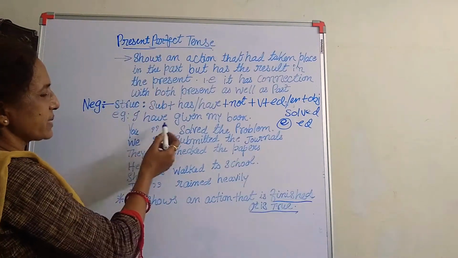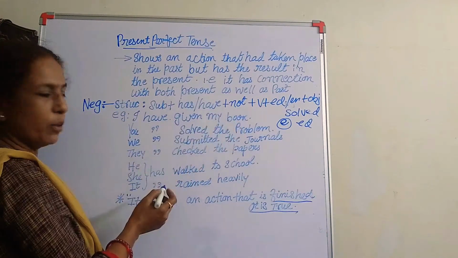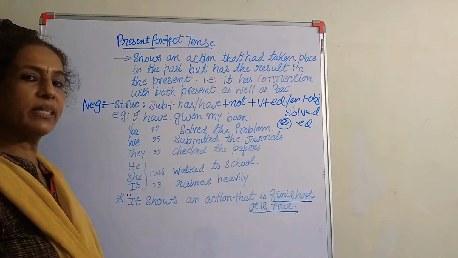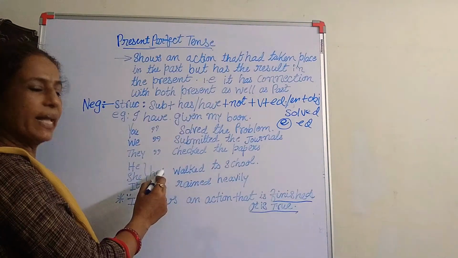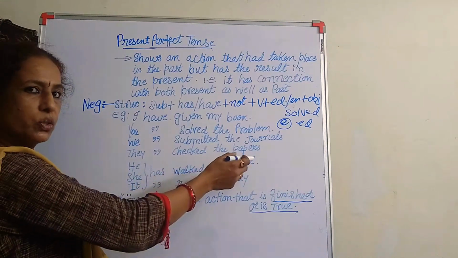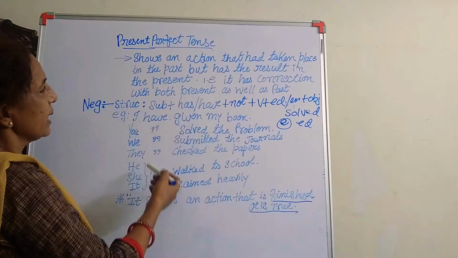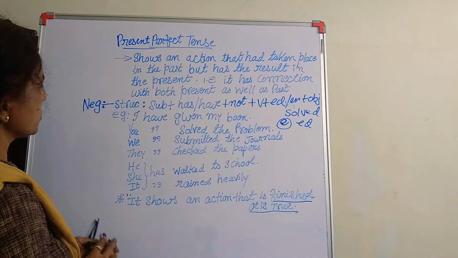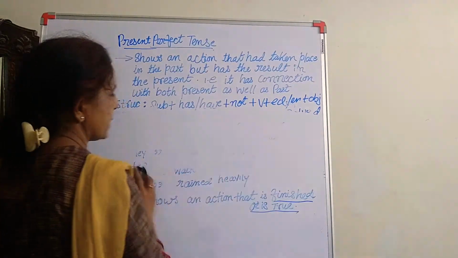How, just with the same examples we can see. I have not given my book. You have not solved the problem. We have not submitted the journals. They have not checked the papers. These all turned up to be negative. Similarly, he has not walked to school. She has not walked to school. And it has not rained heavily. So these are the negative present perfect tense sentences. In case of questions, what do we do? Here's a bit of change in case of questions. Just let us see.